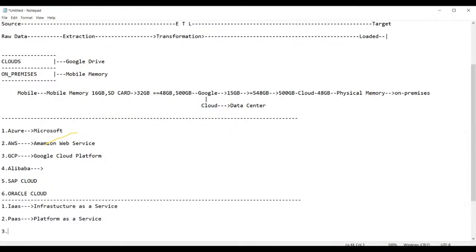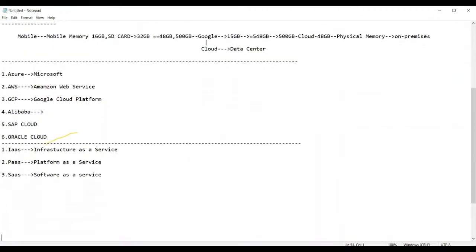Then, guys, the third one is SaaS. SaaS stands for Software as a Service. Guys, these are the three different services provided by the cloud providers: Infrastructure as a Service, Platform as a Service, and Software as a Service. These are the three categories of services provided by the cloud providers.